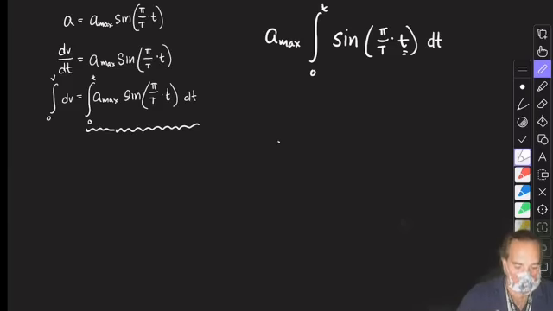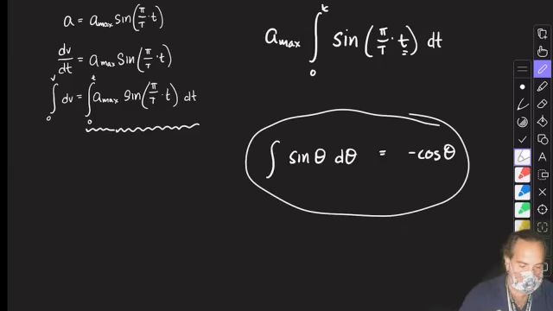What I mean by that is if I gave you sine of theta d theta and asked you to take the integral of that, you could do this. You could write this as minus cosine theta. But you don't have this. You have a function inside here.